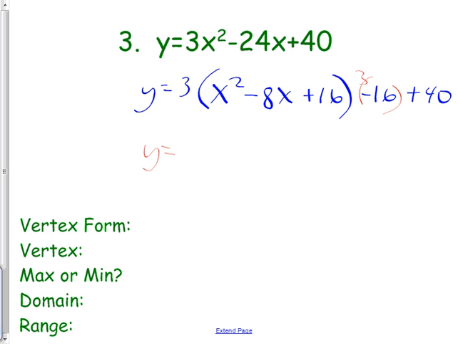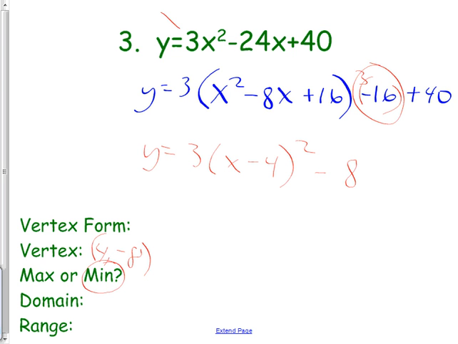And then the next part, y equals 3, and then x minus 4 squared. And then this part right here, 3 times 16 is 48. Negative 48 plus 40 makes negative 8. Final answer, what's the vertex? 4, comma, negative 8. Is it a max or a min? It's a min. Normal parabolas have a min. There's no negative in front, so this is a parabola. It looks kind of, oh, in fact, I should just graph it. 4 comma negative 8 means that the vertex is way down here, and it's kind of generally like that.